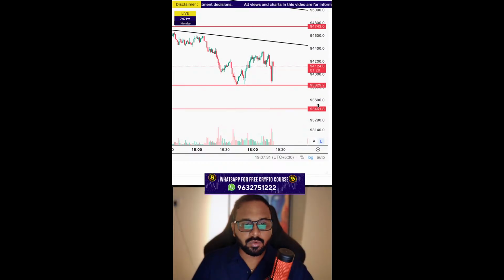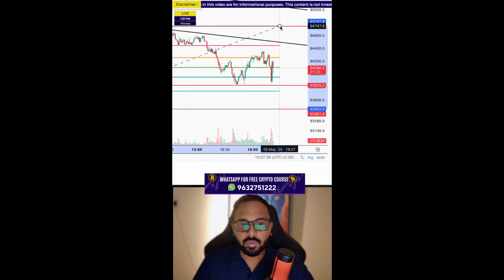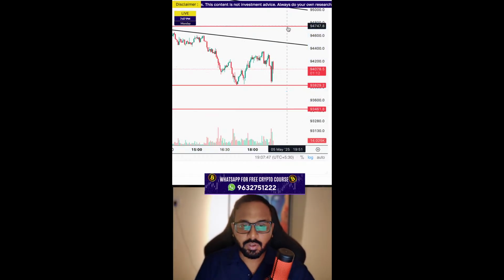Support. This is a strong support. Buyers have shown some pressure. So here recently the market had corrected close to the 618 level. This area has been respected many times.